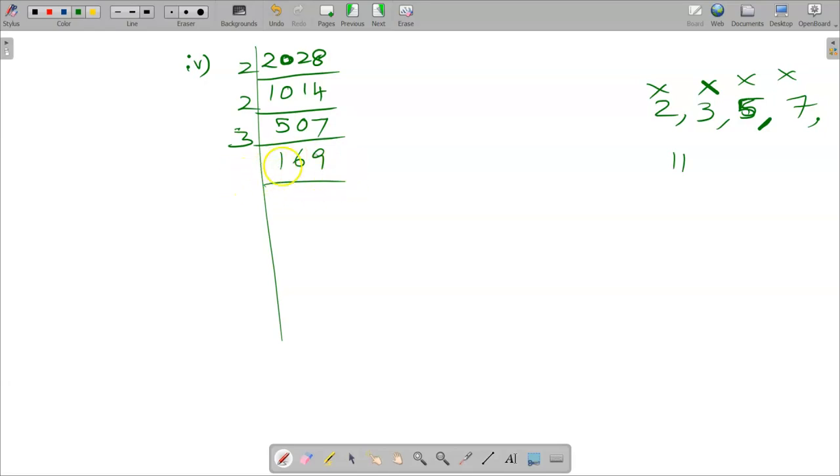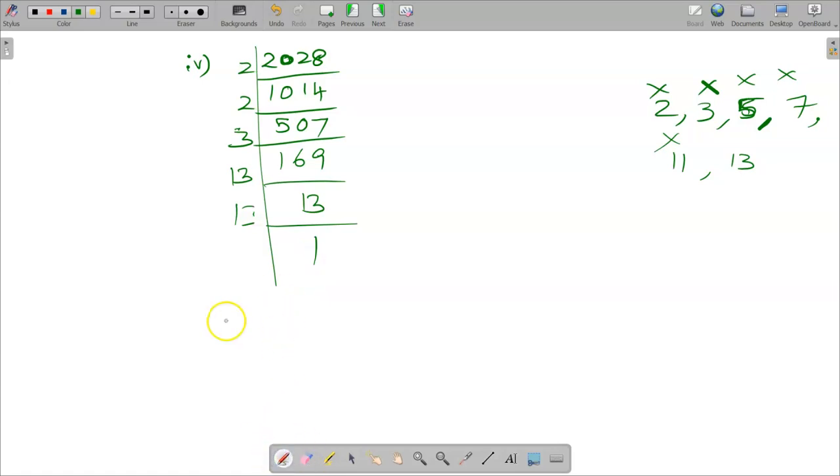Again, 11 table is not applicable in 169. 169 is not divided by 11 table also. Again I have to check with the number 13. So 13 13s are 169. So this number is not divided by 2, 3, 5, 7, 11. So only the possibility is 13. 13 ones are 13.